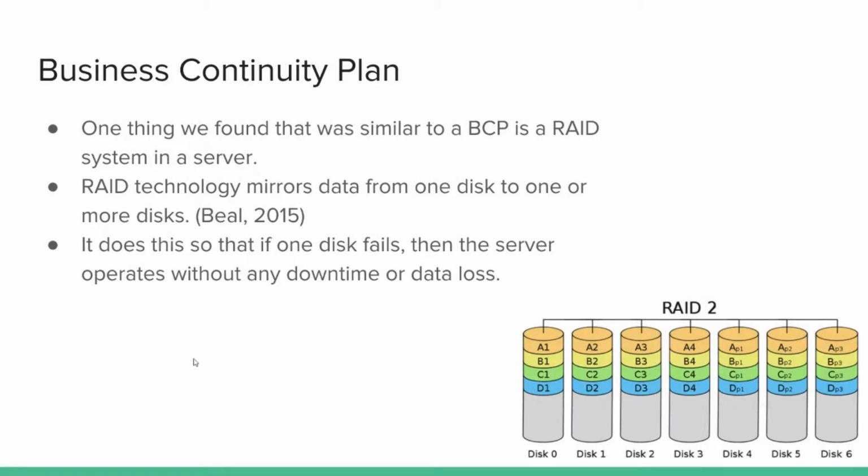One thing we found that was similar to a BCP is a RAID system in a server. RAID technology mirrors data from one disk to another so that if one disk fails, then the server operates without any downtime or data loss. Just like how a BCP would do that for a business. In the event of a disaster, a BCP would allow the business to run with the least amount of downtime as possible and without as much data loss as it would without a BCP.